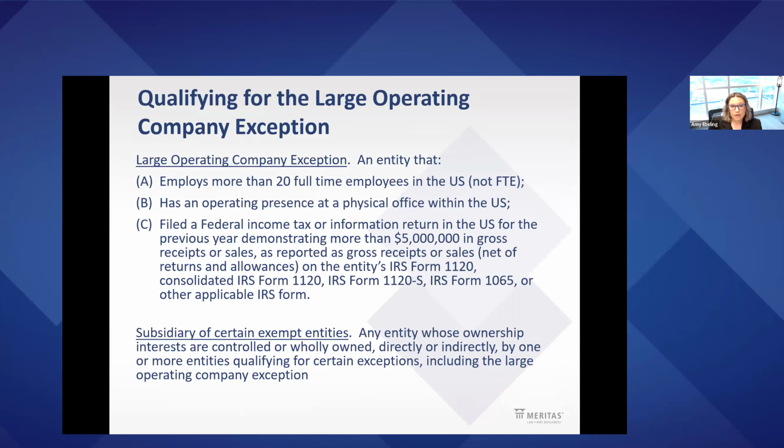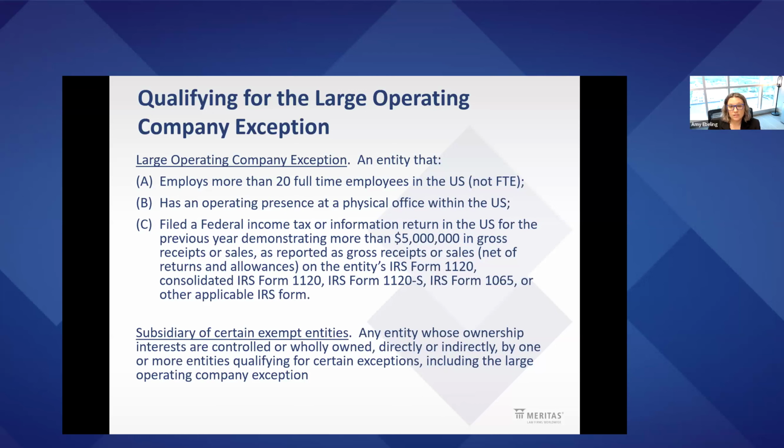The large operating company exemption requires an entity to employ more than 20 full-time employees in the US, and that is not full-time equivalent. Many times when we talk about full-time employees, there's this notion of full-time equivalent. That is not the case for CTA purposes. The definition of full-time employee is actually a difficult situation under the CTA.